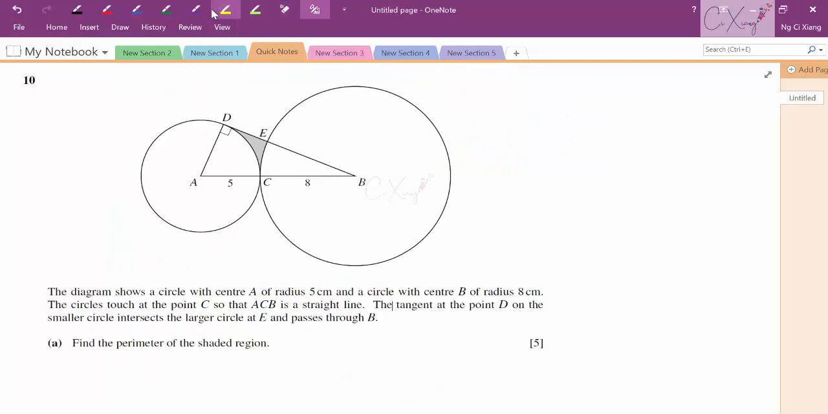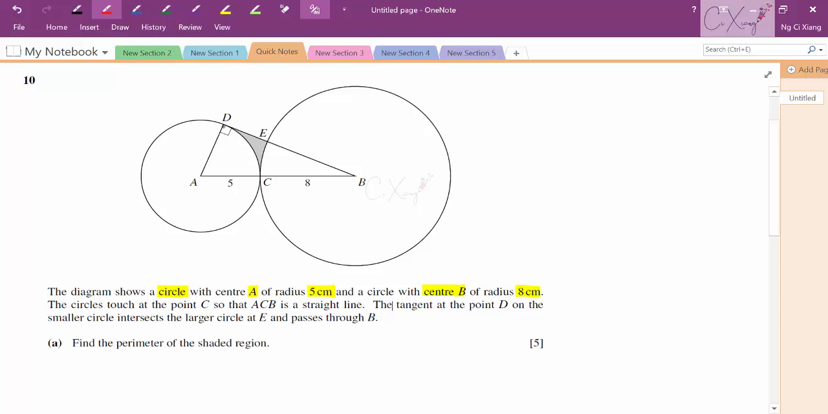Okay, so question number 10, we are given a diagram which shows that we have two circles here. One circle is with the center A and radius is 5 cm. Then another circle with center B with the radius 8 cm. The circles touch at the point C so that ACB is a straight line. The tangent at the point D on the smaller circle intersects the larger circle at point E and passes through B. Okay, so this is the information given for this diagram.